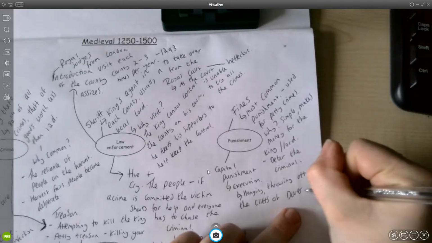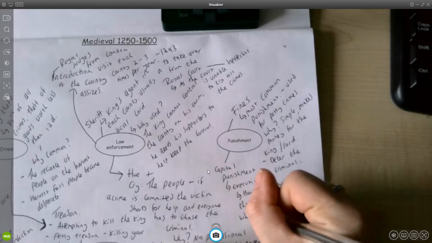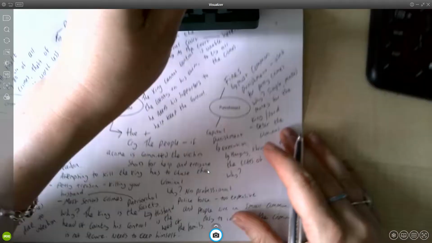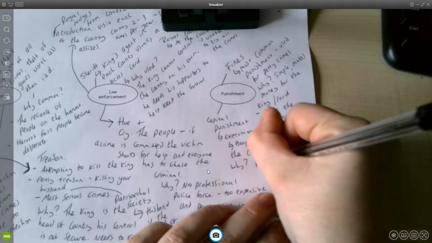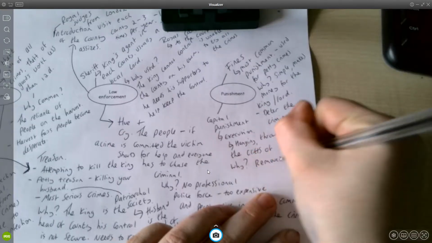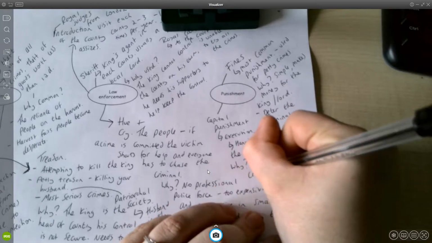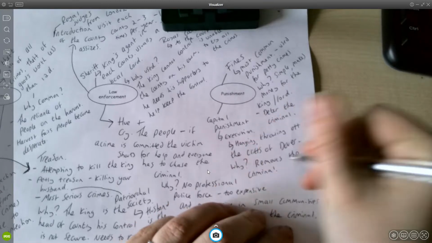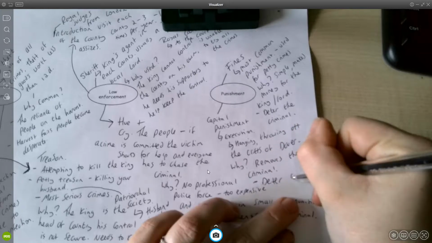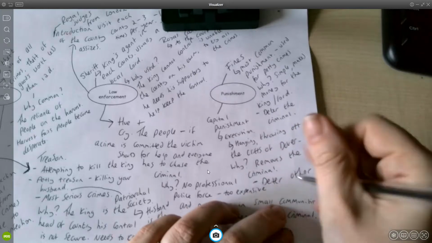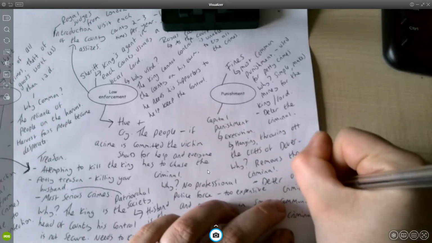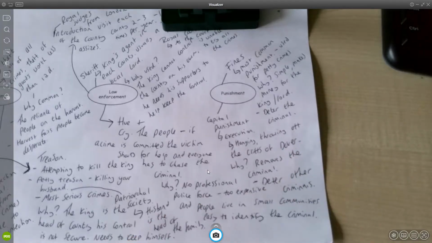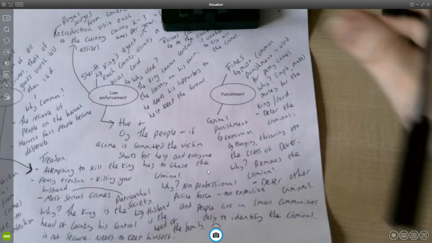Why do they use capital punishment? Well, two reasons. One, it removes the criminal from society. Can't do it again. And another reason is that it's meant to deter other criminals from committing the same crime. And the executions are very public, so they try so that other people see it happen and think, right, I better not do that. Puts them off.